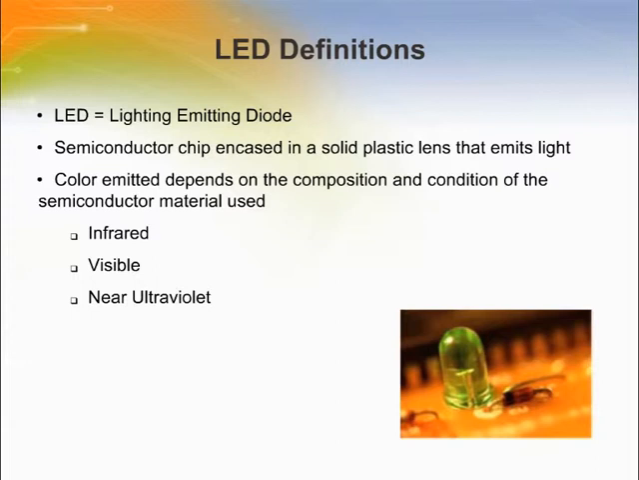So what exactly is an LED? LED stands for light-emitting diode. It is a semiconductor chip encased in a solid plastic lens that emits light. Color emitted from the LED depends on the composition and condition of the semiconductor material used for the making of the LED. The colors emitted can range from infrared to visible light to near ultraviolet.